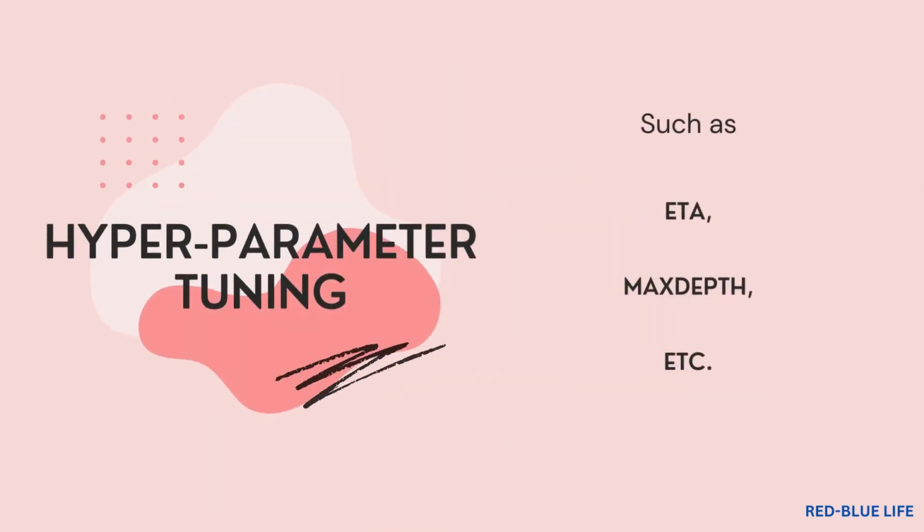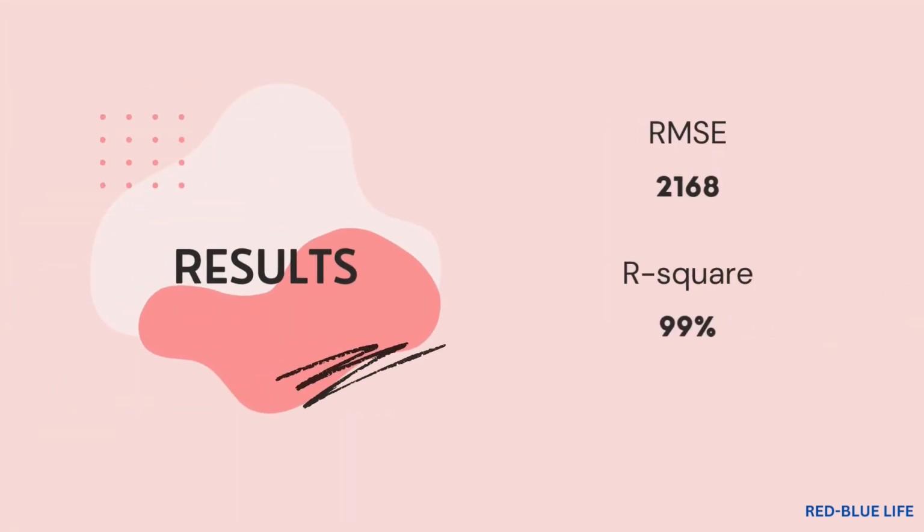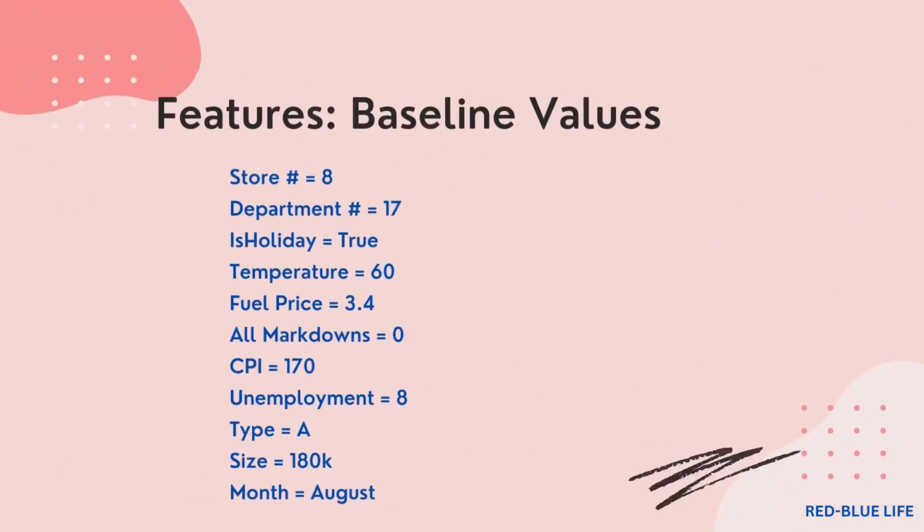Although XGBoost has a lot of hyperparameters, I have tuned 7 of them, such as eta, max depth, etc., and got fine results. Now our model is trained and we can use it for predictions. These are the baseline values which will be used for predictions.